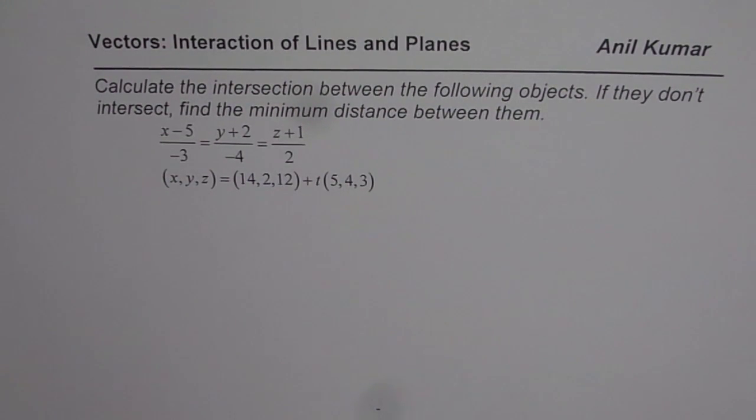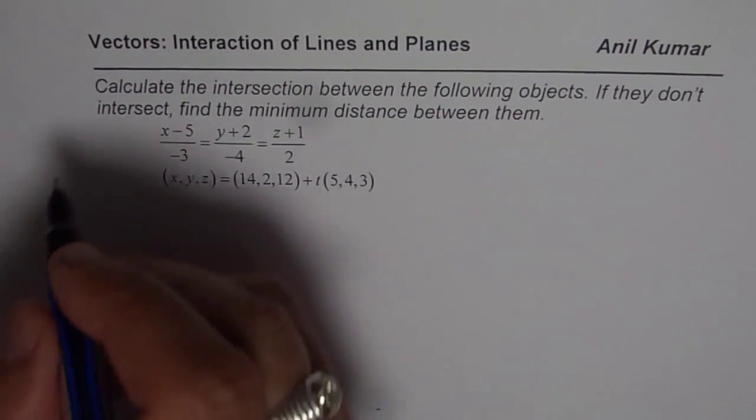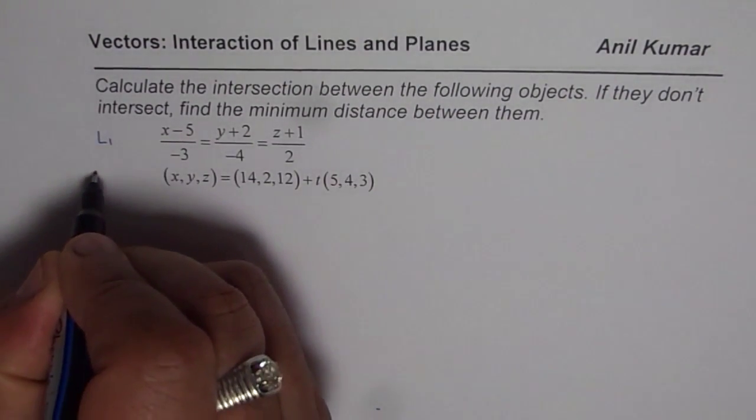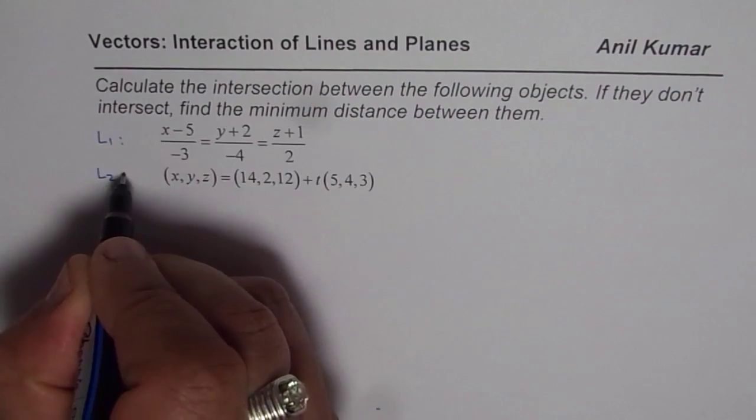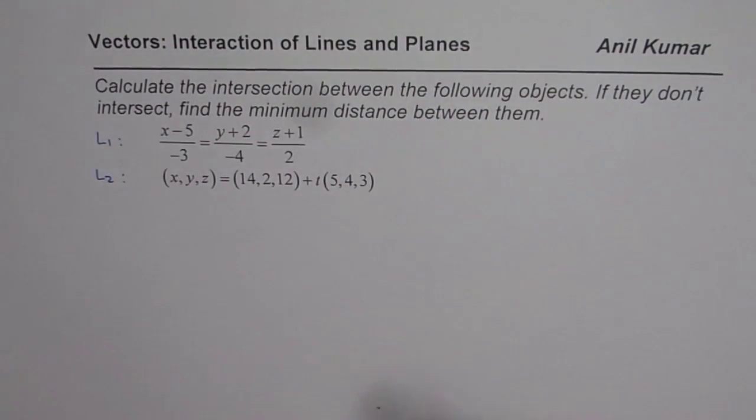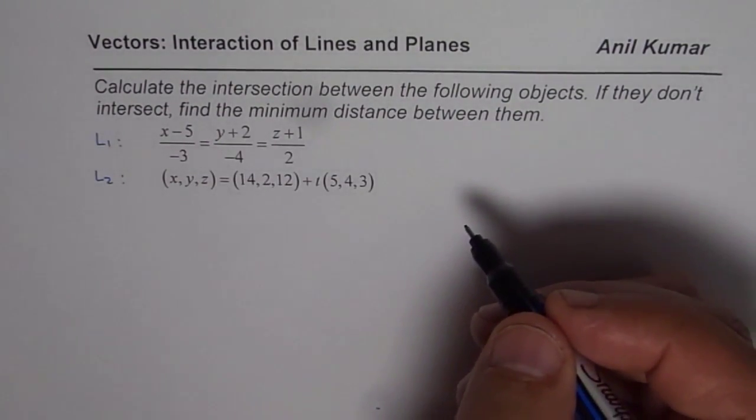Now first, what are these objects? Well, these are lines. Let's call them line 1 and line 2. So these lines could intersect in one point, they could overlap, or they may be parallel. So these are different conditions.